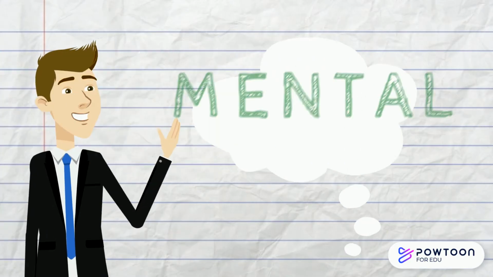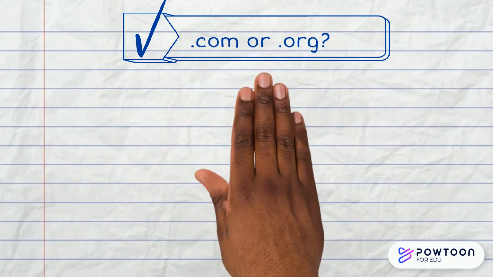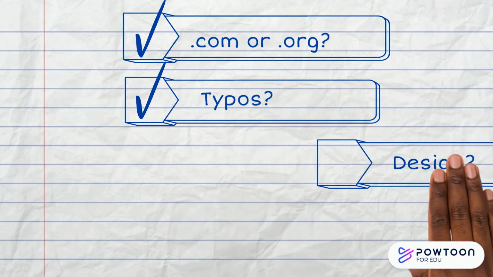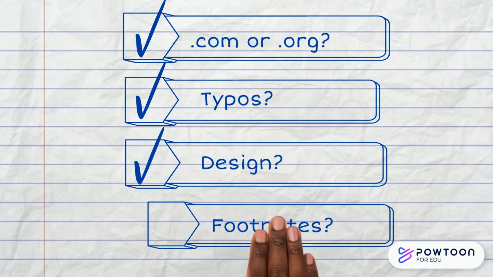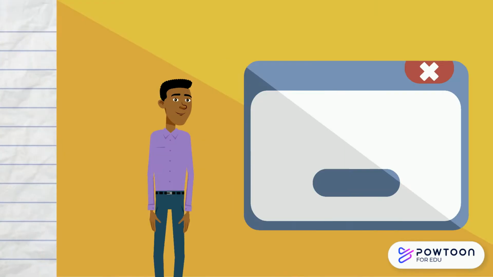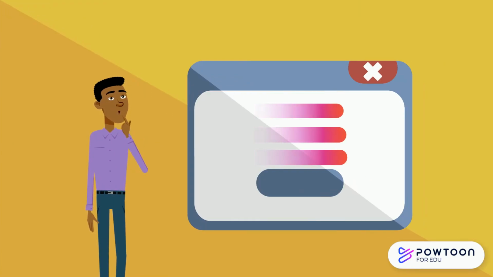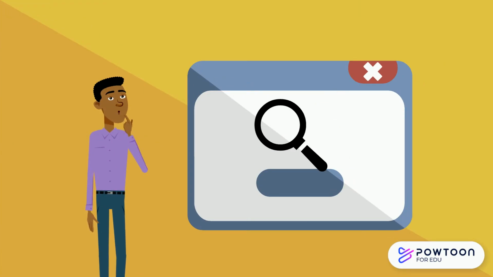You might start by going through a mental checklist. Is it a .com or a .org? Are there typos? Is it professionally designed? Does the author cite footnotes? This is a great way to get started, but maybe we need some additional evaluation.